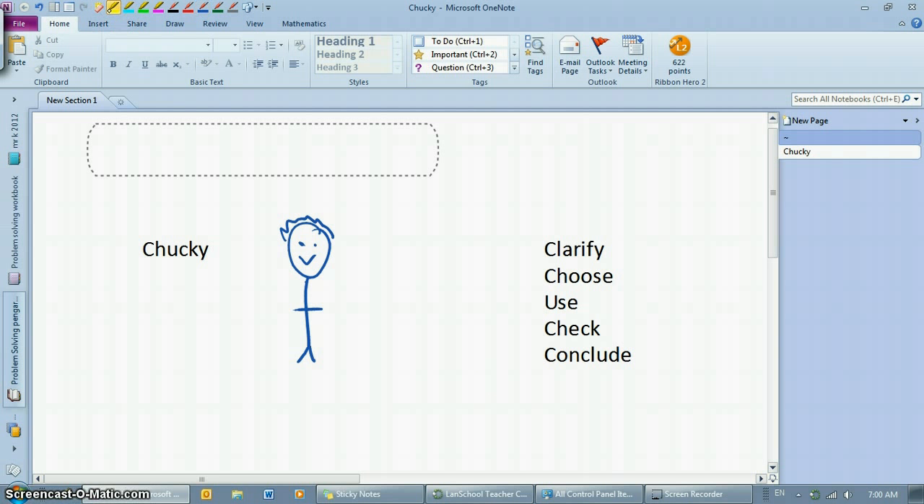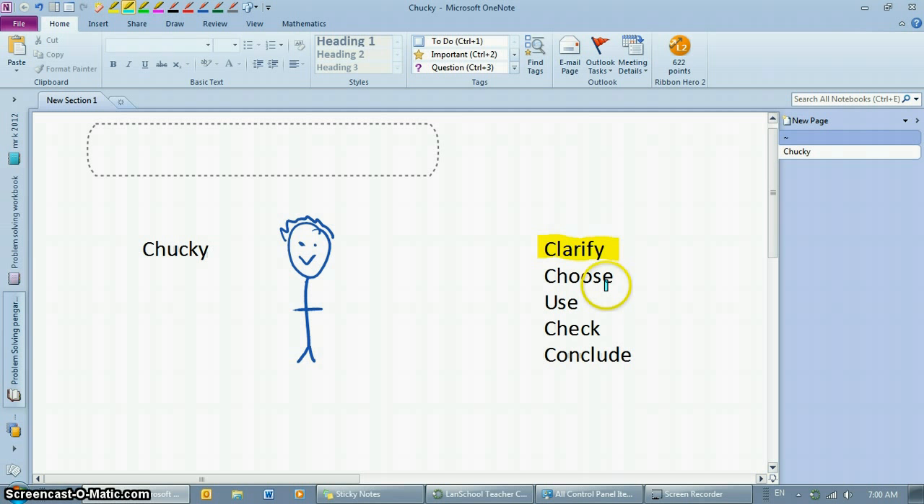So Chucky is just the buzzword for the different strategies, or the different steps, in behind, and the first one being clarify. So the first thing we have to do is clarify what the question is asking. And in saying that, sometimes we have to translate from words, from English into maths, to get the number form, the number sentences that we want, to be able to look at it and go, okay, well, this is what I need to do.